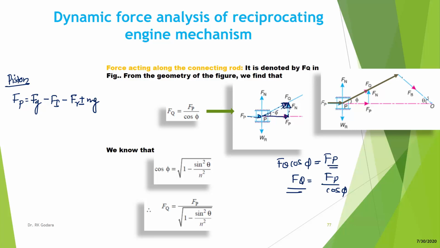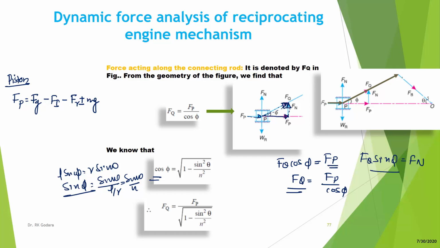Secondly, the wall thrust, which is denoted by Fn, can be found as Fq sin phi, so Fn is equal to Fq sin phi. Here cos phi, as we know, is given by the square root of 1 minus sine square theta over n square, because as we discussed in the last lecture, L sin phi is equal to R sin theta. From here sin phi is equal to sin theta over L by R, which is sin theta over n. So cos phi is the square root of 1 minus sine square theta over n square, writing sine square theta over n square in place of sine square phi. So Fq is given as Fp, the piston effort, over the square root of 1 minus sine square theta over n square. This is the force acting along the connecting rod.